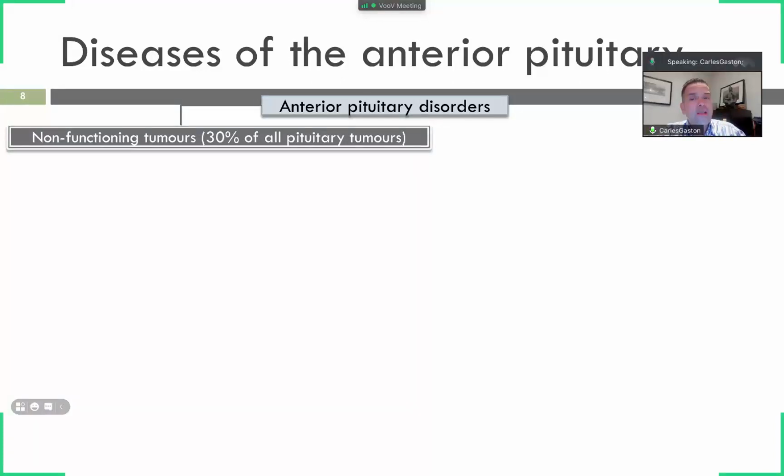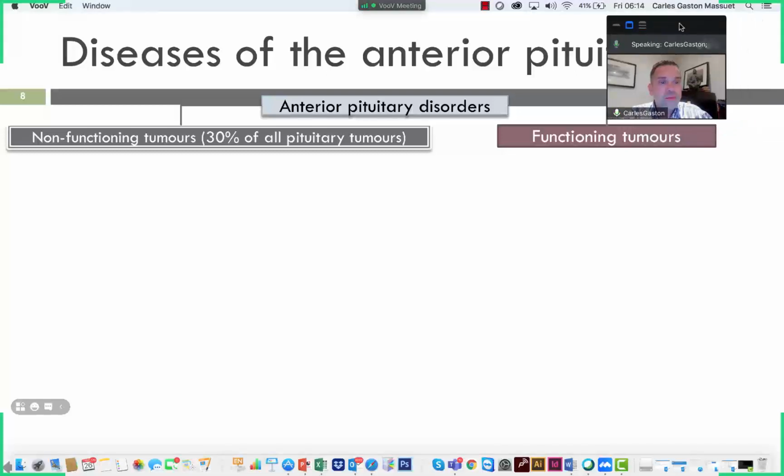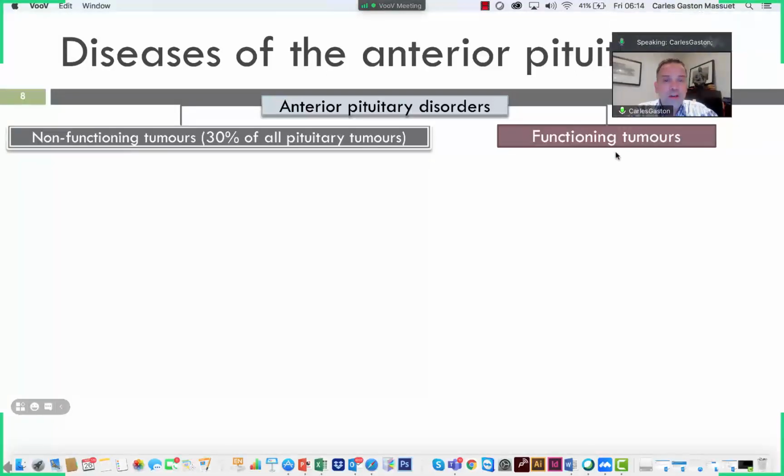So 30% of all the pituitary tumors are non-functioning pituitary tumors. What do we mean by non-functioning pituitary tumors? It is that they do not secrete hormones. The other percentage is functioning pituitary tumors. That means that the tumor itself overexpresses one particular hormone and there is an increase of this hormone.